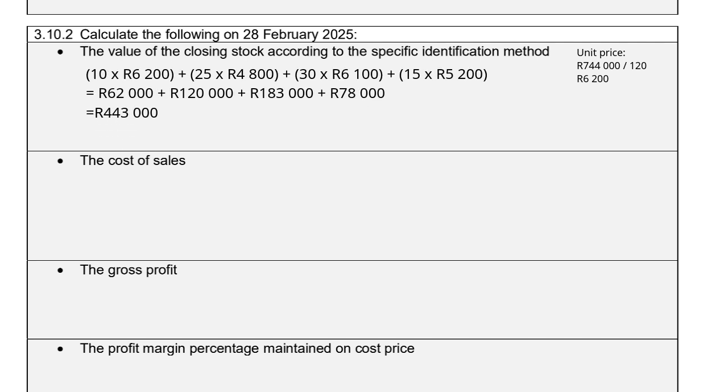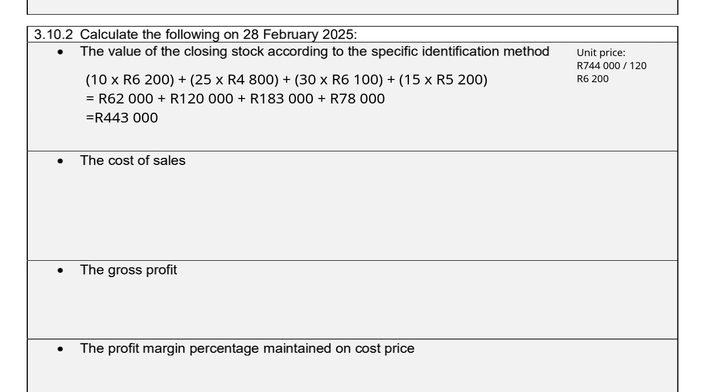So then to calculate the closing stock, it will be the 62,000 from the opening stock, 120,000 from 15 June's purchases, 183,000 from 20 August purchases, and 78,000 from 25 October's purchases. And that gives us 443,000 Rand.